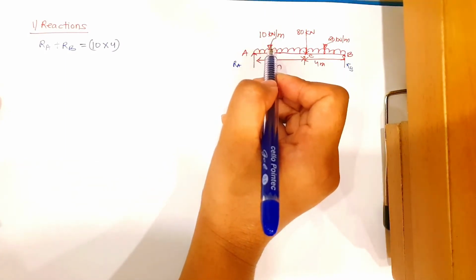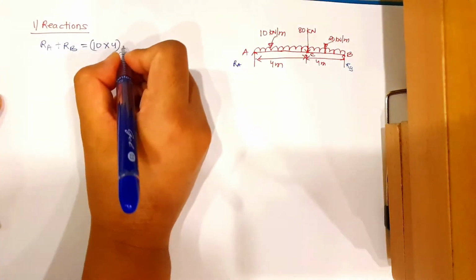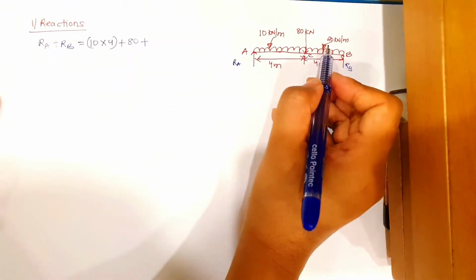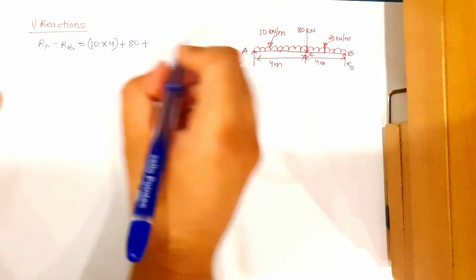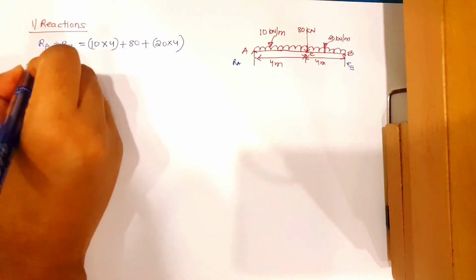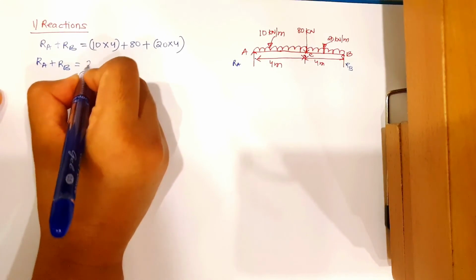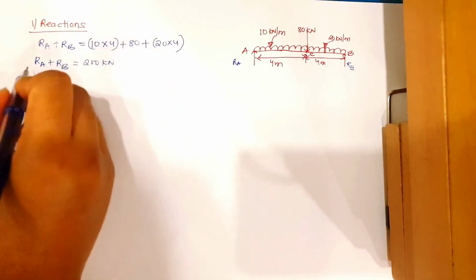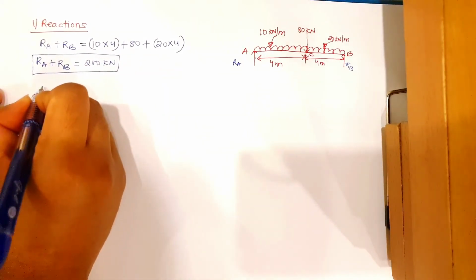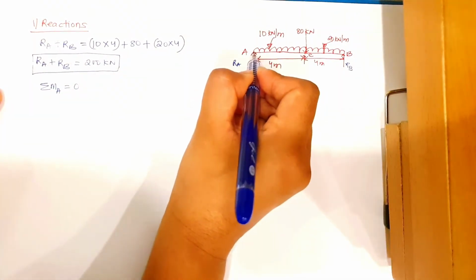The 10 kilonewton per meter UDL is acting only up to this span, which is 4 meter, plus 80 kilonewton point load, plus UDL again for a 4 meter span, so 20 into 4. So from here, RA plus RB will be equal to 200 kilonewton. Okay, we have this equation. Now let's find the summation of moment about A equal to 0. My reference point is A here.